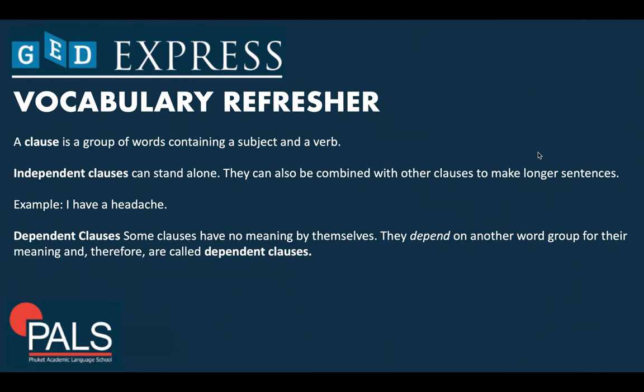Dependent clauses. Some clauses have no meaning by themselves. They depend on another word or another word group for their meaning and therefore are called dependent clauses. For example, whenever I drink milk. So, as you can see, there's a major difference between the two of them, and they have a lot of similarities as well.